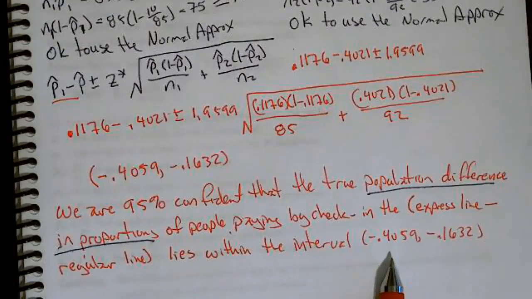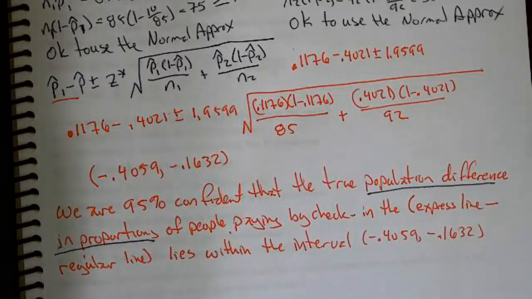Now, one thing I notice is both numbers are negative. All right. And because both numbers are negative, that means, and 0 is not in the interval, that means there is a significant difference. All right. But we're not going to worry about that right now. We'll talk about that later in the week. Anyway, that takes care of this particular problem and this scenario, and I'll do one more here in a moment.